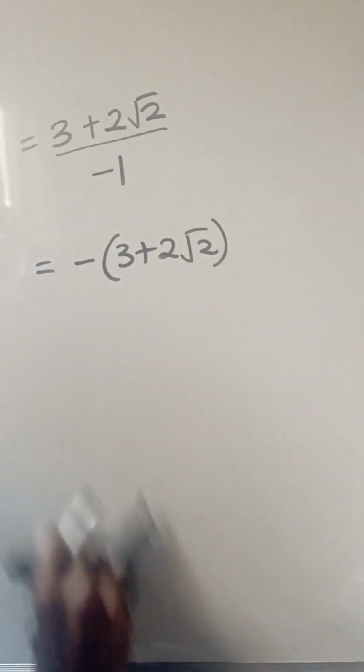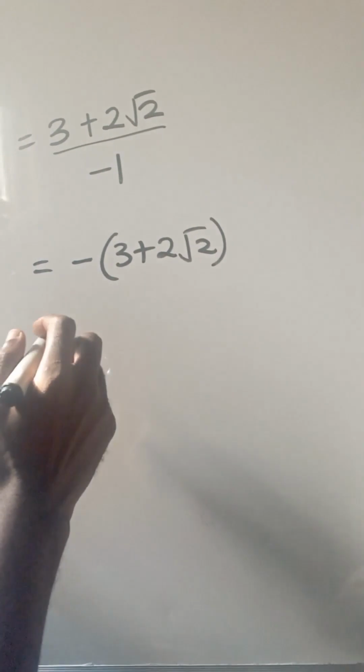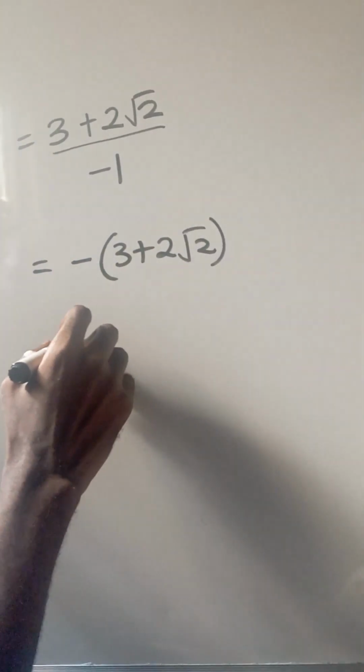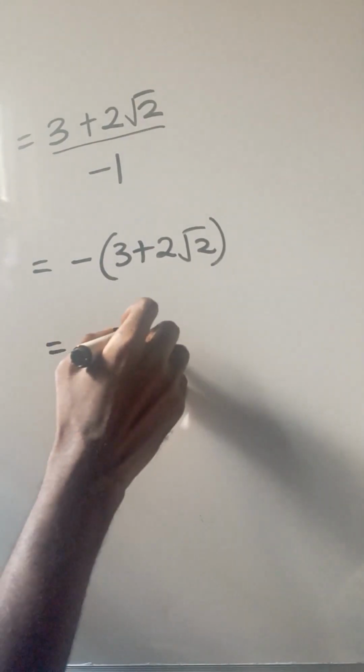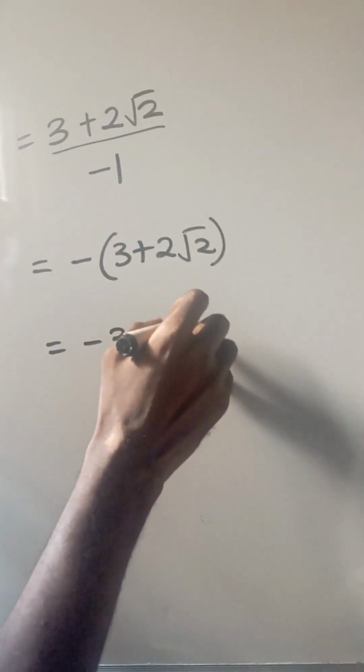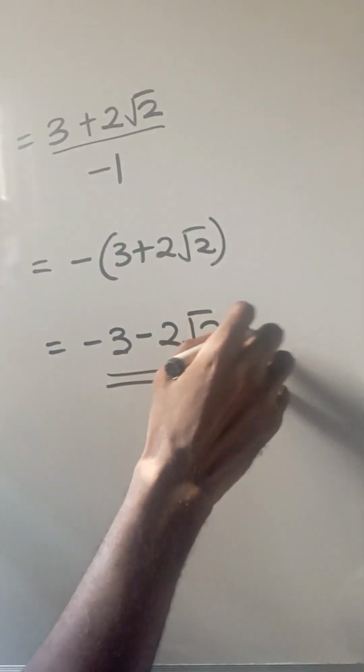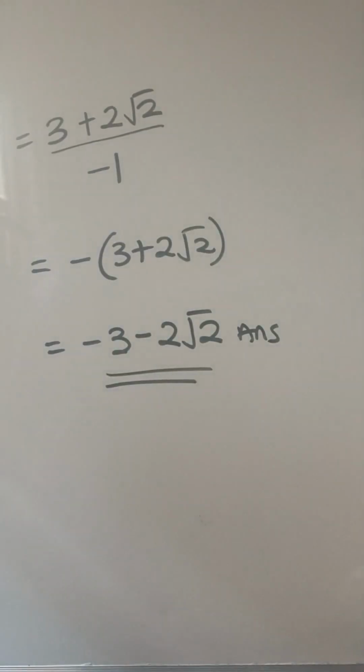So our final answer can be this, or we simply open the bracket. So I have minus 3 minus 2 root 2. So this is our final answer to this problem.